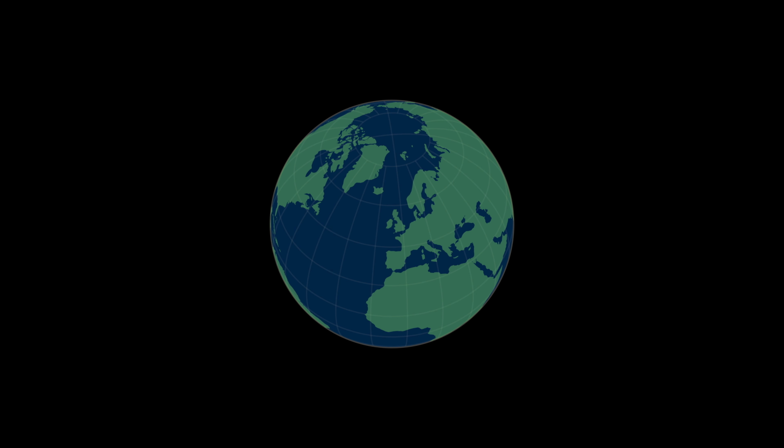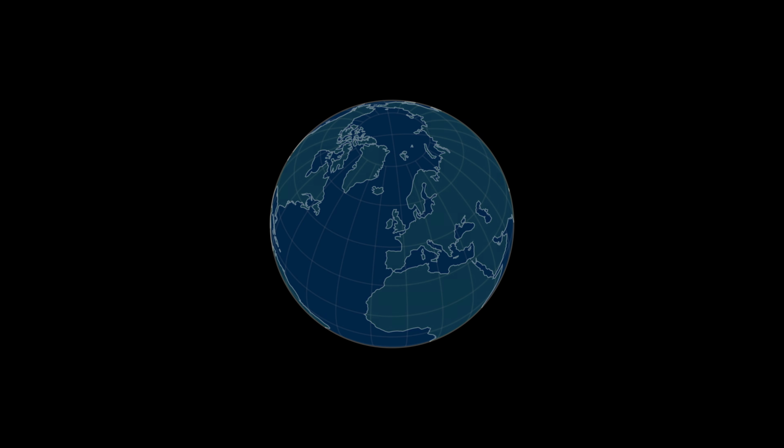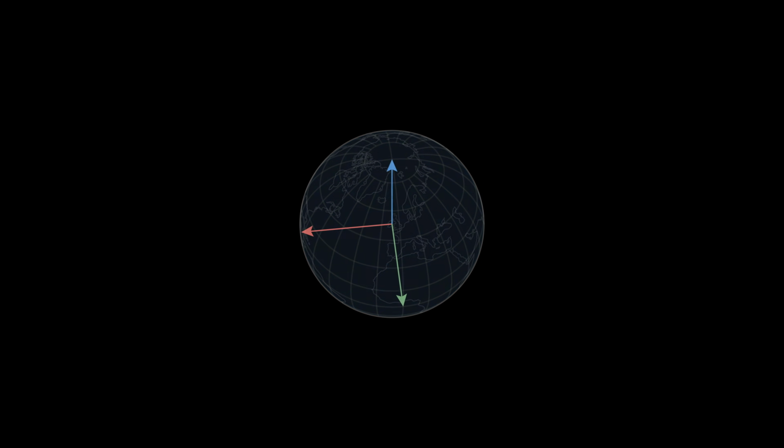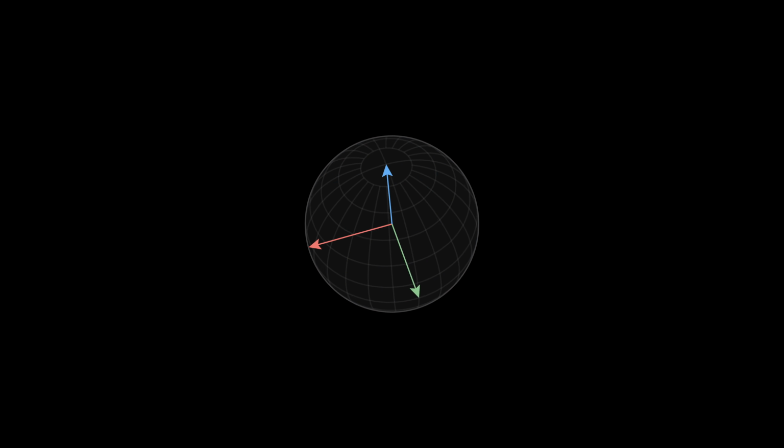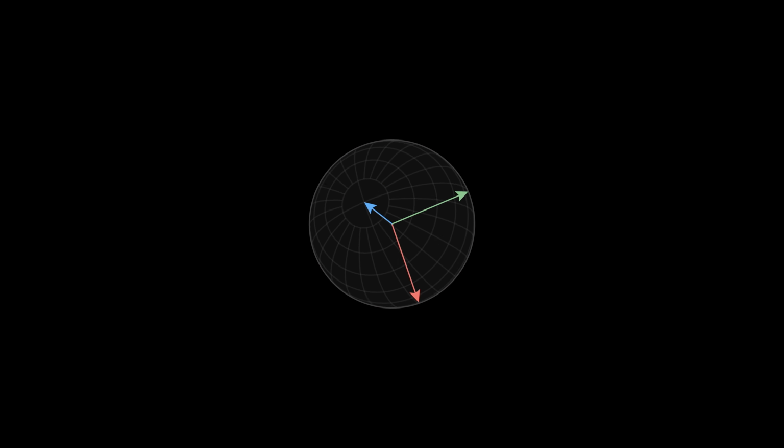But first, let's talk about the coordinate system of our setup. For this application, Earth is modeled as a sphere whose center is at the origin of the coordinate system. For now, I'm going to erase the continents and visualize the orientation of the sphere using these red, green, and blue arrows. We're going to talk more about these arrows in a little bit, but first we have a design choice to make.